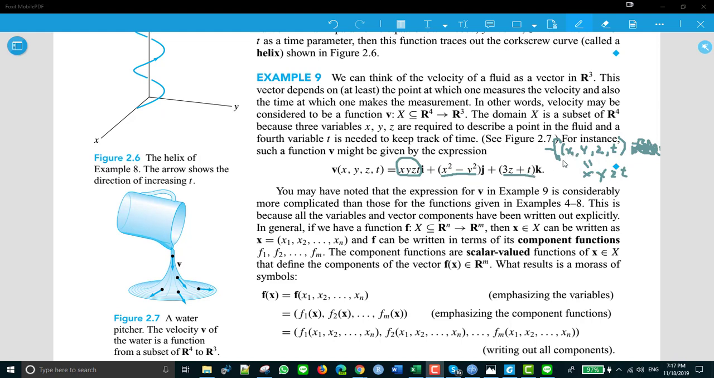Now notice that each of these components, like this one here, is a function from R4 to R. So the component functions are always functions into R, not some larger R2, R3, or something like that. So this is a function into R. We could say that this V consists of F1 times I, F2 times J, F3 times K. And again, F1, F2, F3 are functions from Rn to R.